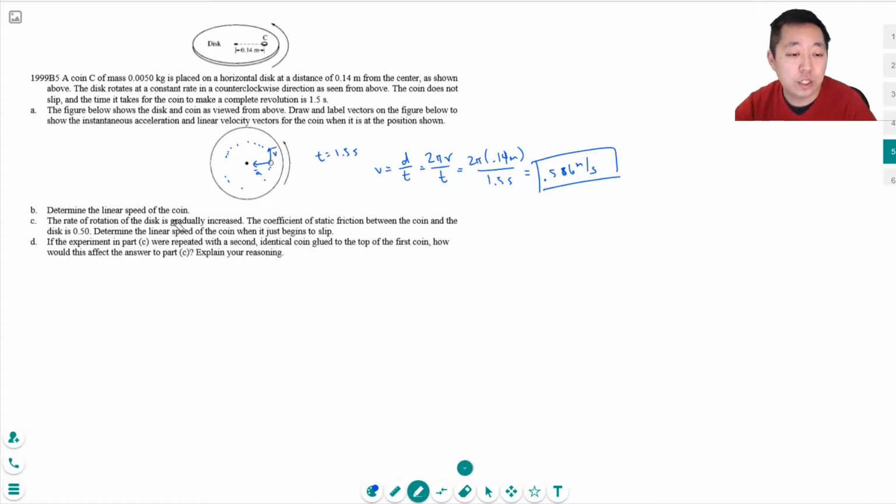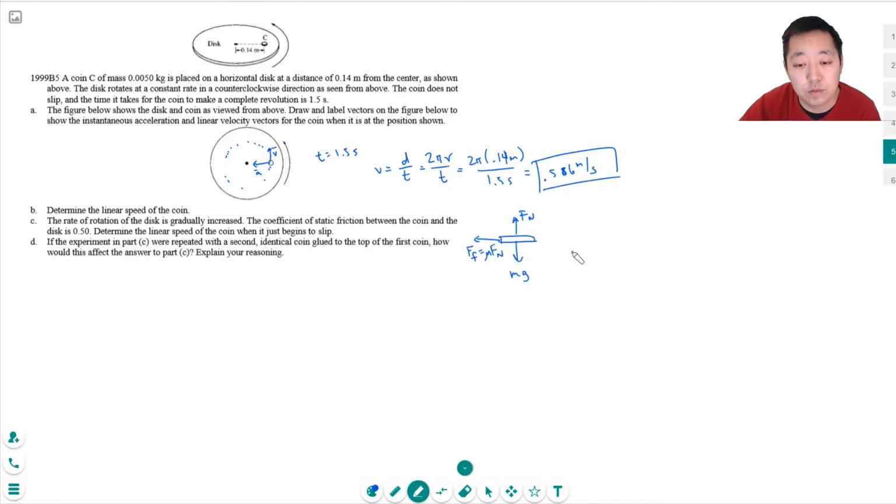The rate of rotation of the disc is gradually increased. The coefficient of static friction between the coin and the disc is 0.50. Determine the linear speed of the coin when it just begins to slip. Okay, so if I look at a free body diagram of the coin from the side, for example, I have gravity, normal force, and force of friction directed towards the center. The moment it begins to slip is when the friction is maximum, so that's mu Fn.